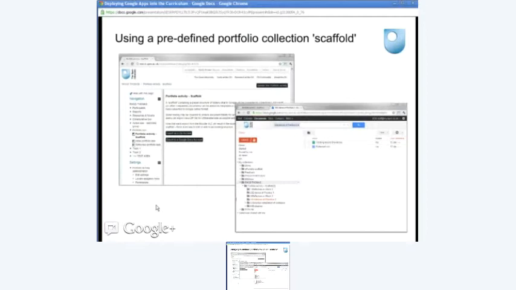The way they engage with it is, they just see this within the VLE, they click on the link, and they can either export it as a zip or export it as Google Docs, and then they can take that on and start to work with it in that way. So that's a preset scaffold, as we've called it.